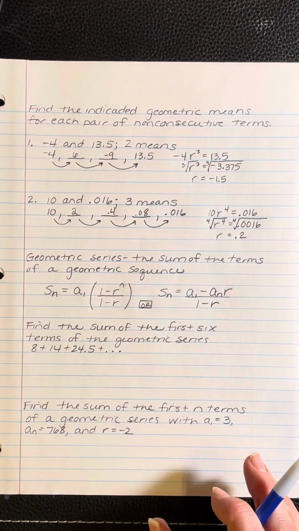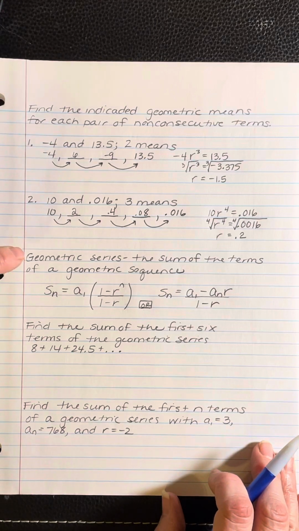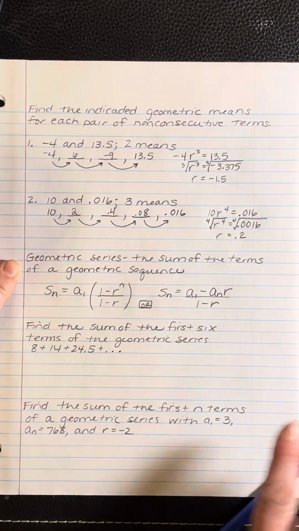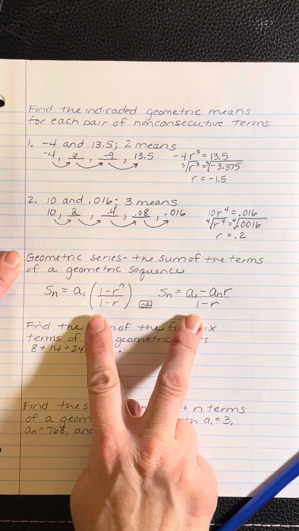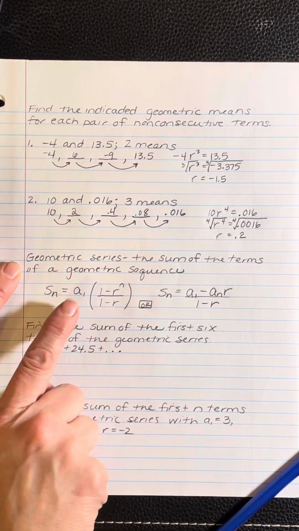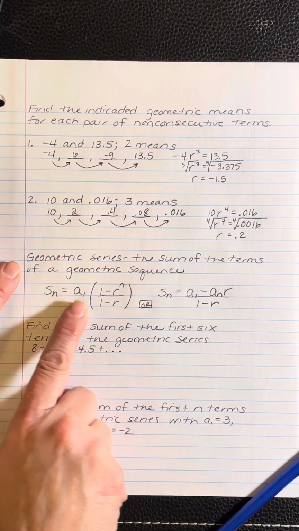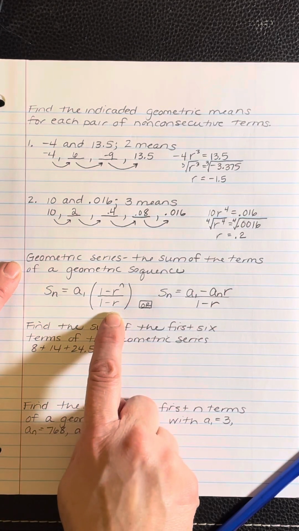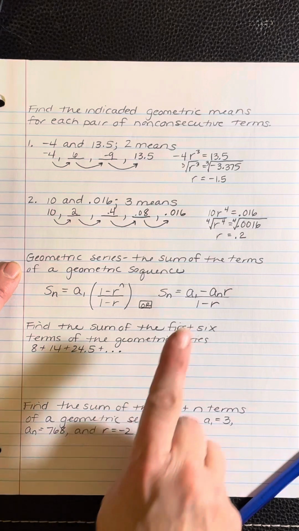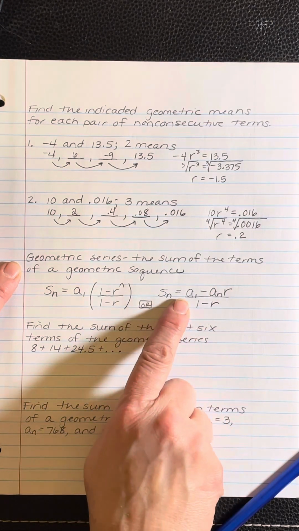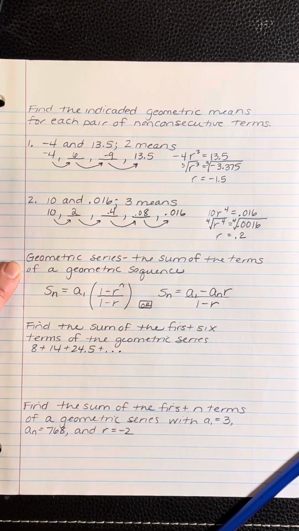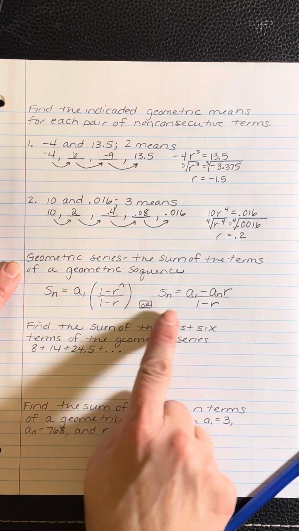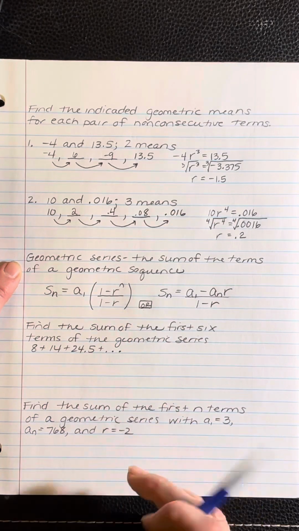Just like an arithmetic sequence and a series, we have a geometric sequence and a geometric series. There are two different formulas that they give us, okay? The geometric series is the sum of the terms of a geometric sequence. So this formula is if you are given the first term and you are given the common ratio and how many terms that you want. This one is if you are given the first term and the last term and the common ratio, okay? These are both formulas for the partial sum.